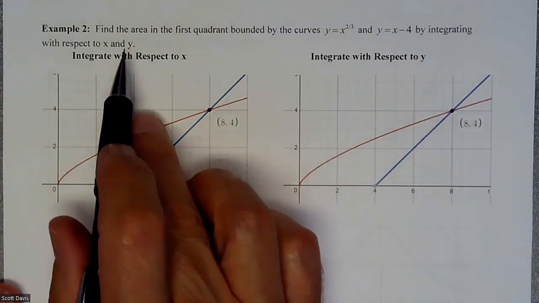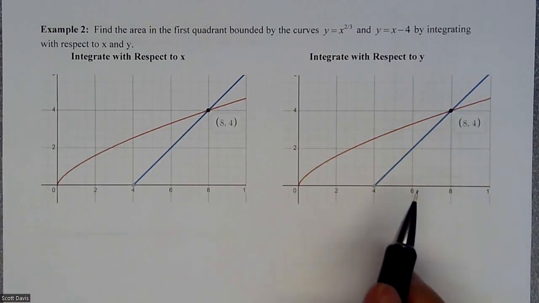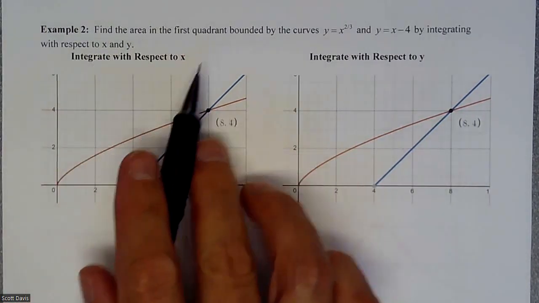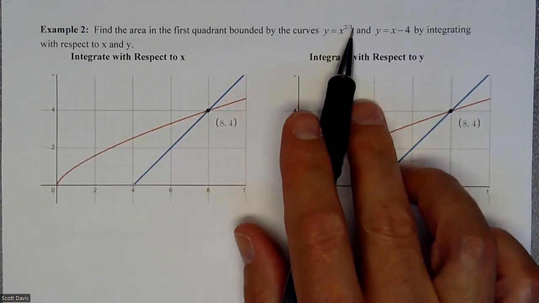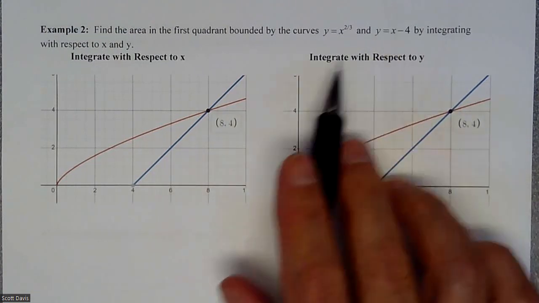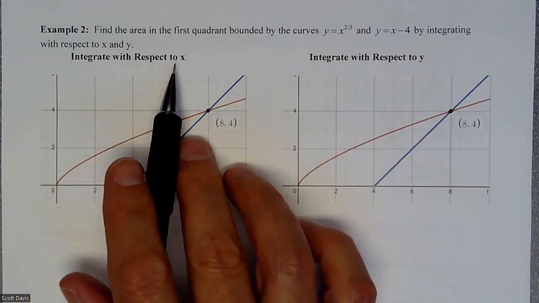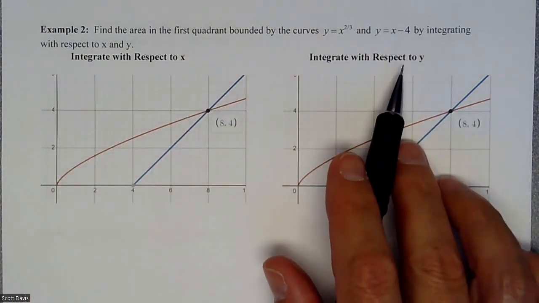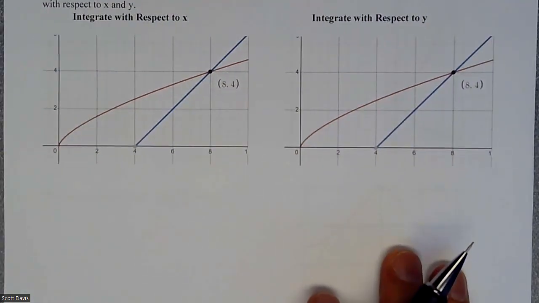In this example, we are going to look at two different approaches to solving the same thing. So we're going to find the area of the first quadrant bounded by these two curves. The red is x to the 2/3, and the blue is y equals x minus 4 because it's the linear. We're going to integrate it with respect to x, and then shift and do it with respect to y and show you the difference, that sometimes manipulating it a little bit might make it a little easier.